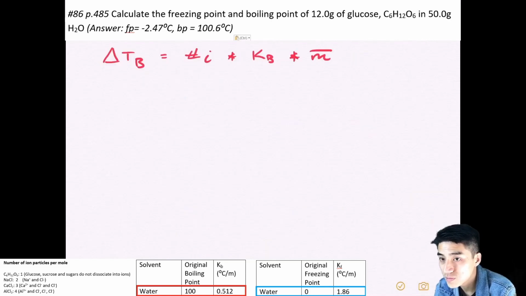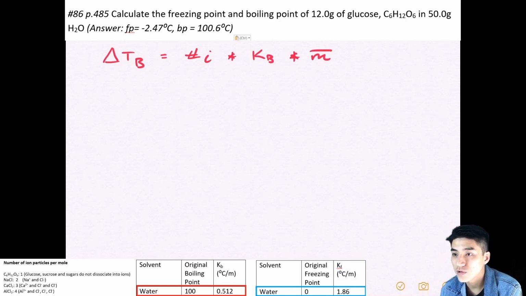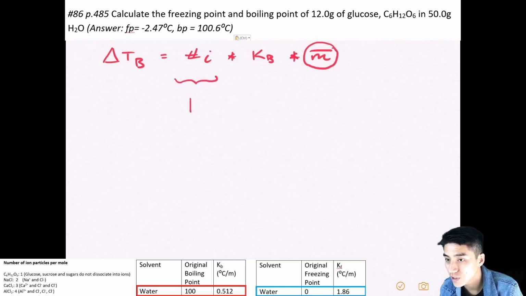Let's do one last problem together. Number 86 on page 485. Calculate the freezing point and boiling point of 12 grams of glucose in 50 grams of water. The only thing that's different about this problem is they don't outright tell you what the molality is. So I'm going to circle it. We're going to come back to it.